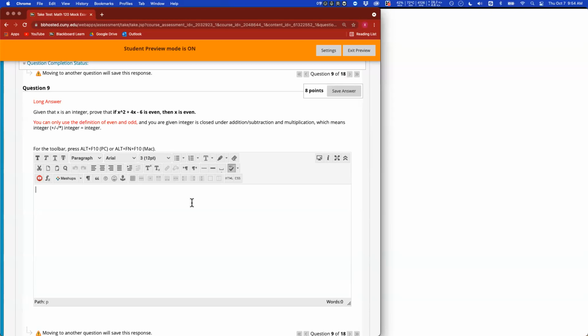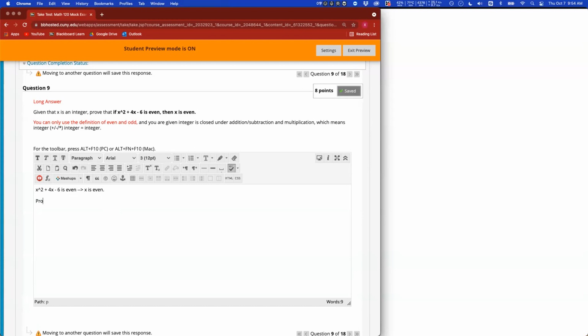Okay, so you want to prove that if x squared plus 4x minus 6 is even, then x is even. Right, so this is what we're trying to prove. But if you look at that, we want to start on the right-hand side.